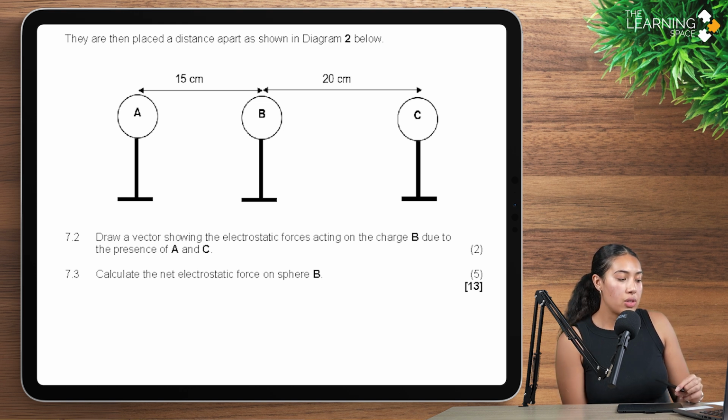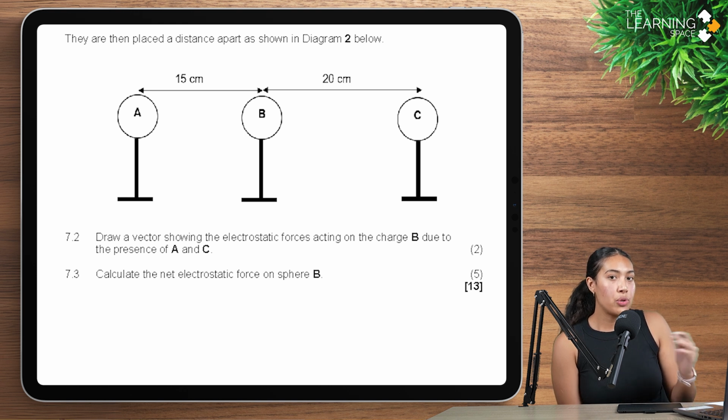The first thing you need to ask yourself is what type of forces is being exerted on sphere B. Because they all have the same charges, they're all negative 1 times 10 to the negative 9 coulombs, so they're all negative. We then know that there's going to be a force of repulsion between all of the spheres, right? So the force that A exerts on B will be to the right, because of that force of repulsion, it's pushing it away.